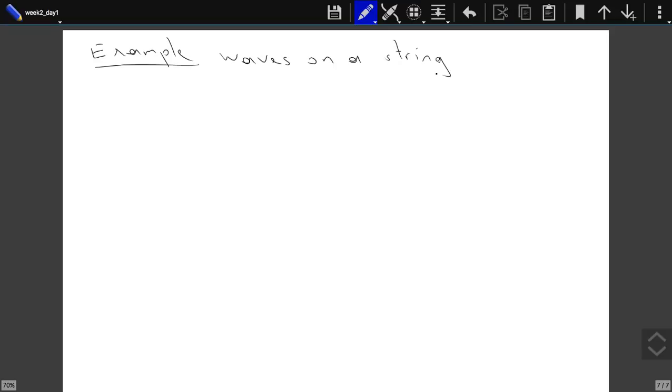So what do you do to create waves on the string? You pluck it, you stretch the string, then you just deform it somehow. That's your initial condition. Then once you release it, its evolution gives you the waves.